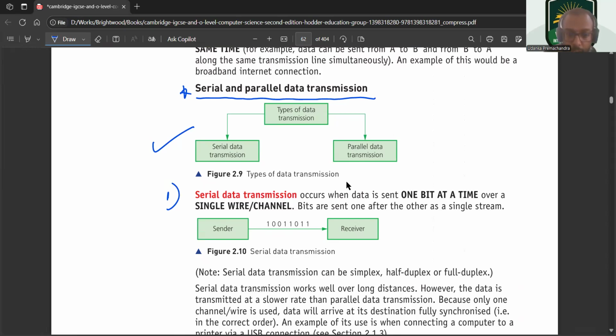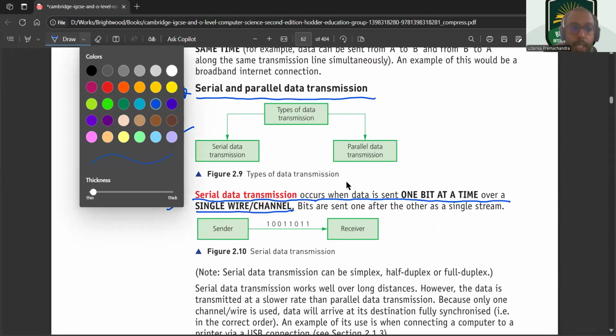It's important. Normally, where can this type of serial data transmission be seen? Simplex, half duplex, and full duplex can all have serial data transmission. The first one, serial data transmission: with this underlined part, please write it down. It occurs when data is sent one bit at one time.